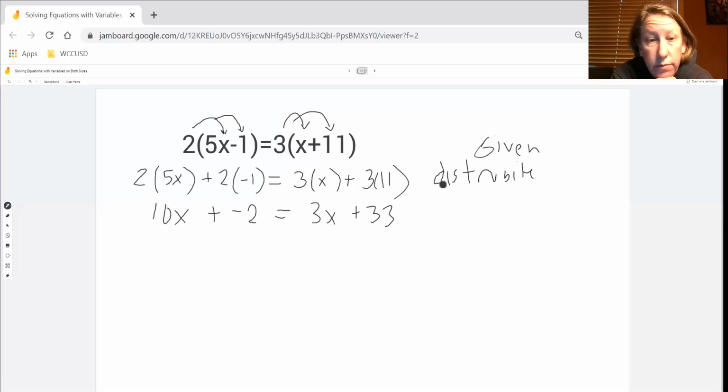All right, who remembers what to do now? We have variables on both sides. Okay, it's a little bit more complicated. So all we did there was simplify. I've got 10x on this side and 3x on this side. The key here is to focus in on the x's. We have a choice. We can take away 10x from each side, or we can take away 3x from each side.